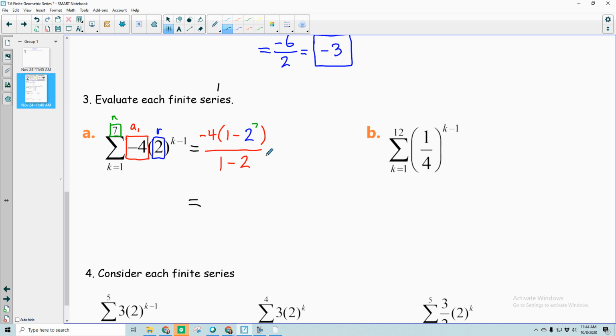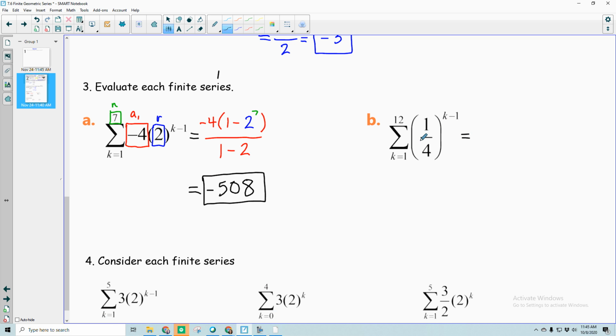Okay, and then now let's evaluate all of that. So I get 2 to the power of 7, 1 minus all of that, times -4, and then divided by -1. I am getting -508. Okay, so that's the total sum. If I evaluate this finite series, it is -508.